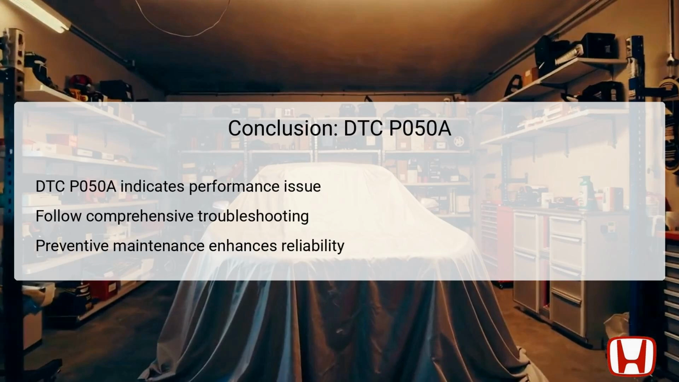In conclusion, the DTC P050A points to a performance issue within the cold start idle air control system of the 2006 to 2011 Honda Civic. A systematic approach to troubleshooting can effectively pinpoint the source of the problem, ensuring a stable idling function during cold starts. It's important to follow through on each troubleshooting step meticulously to ensure no issues are overlooked.